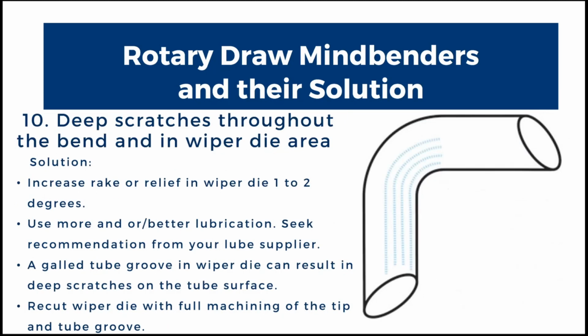Issue number 10. Deep scratches throughout the bend and in wiper die area. Solutions. Increase the rake or relief in the wiper die, 1 to 2 degrees. Use more and or better lubrication. If needed, seek recommendation from your lube supplier.